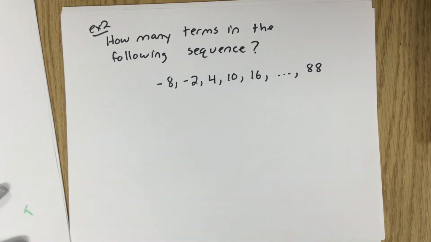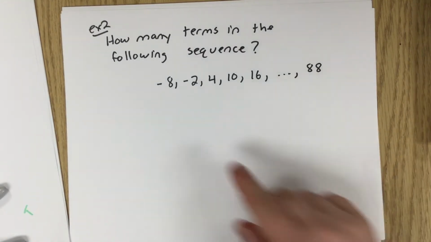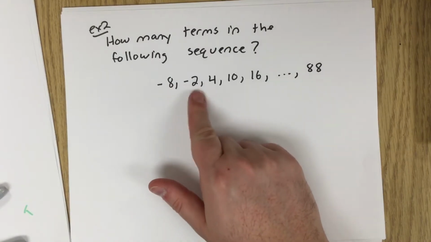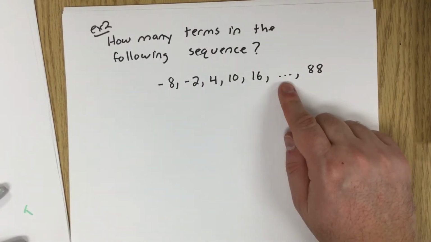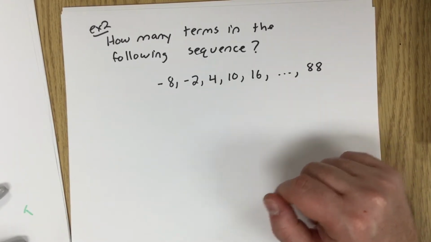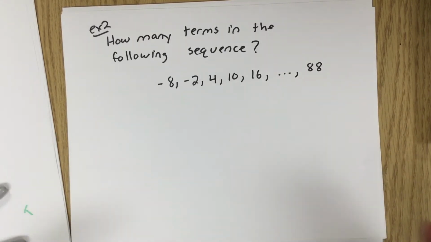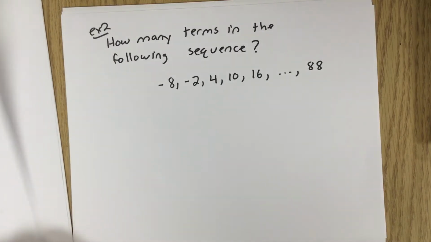Example 2. How many terms are there in the following sequence? So we have the beginning of the sequence: minus 8, minus 2, 4, 10, 16, et cetera, all the way up to 88. Now, I guess in theory you could count your way up there, but you wouldn't actually get any marks for that. You've got to do it in some sort of algebraic way. So how are we going to do this?